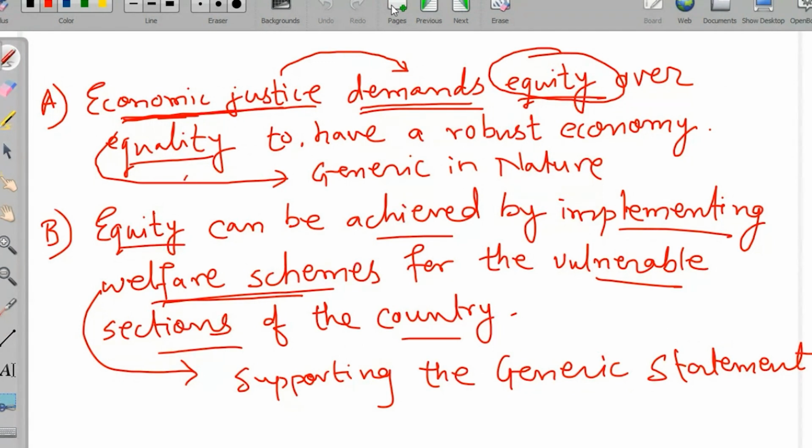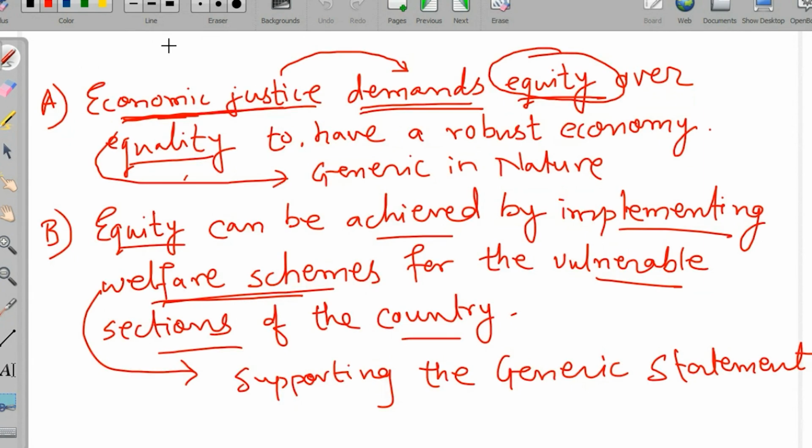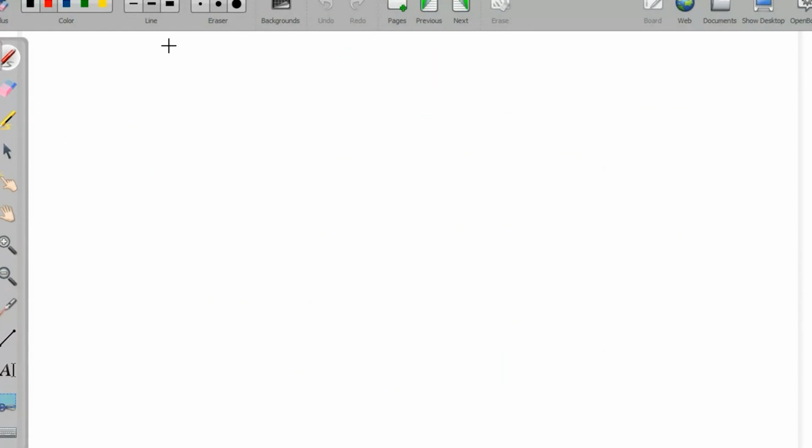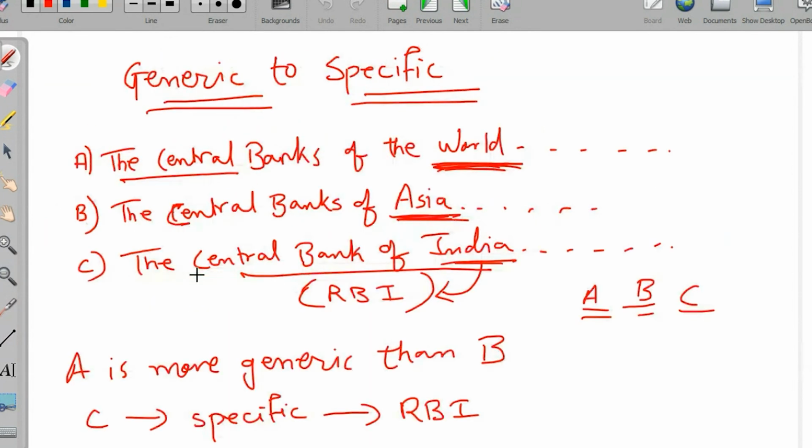Let's move ahead. Generic to specific is done. Now another way is full forms and short forms, another way of identifying. I forgot to tell you this: in both the cases, even in the last case over here, generic statements will always come before specific statements.